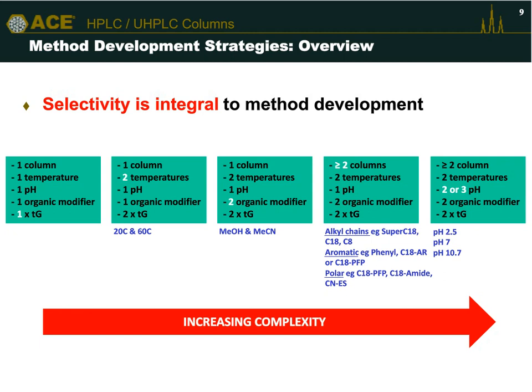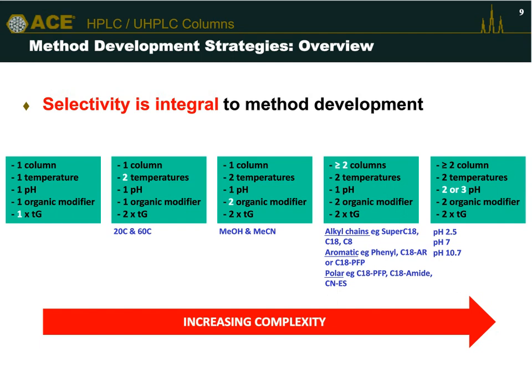Now, of course, we can make that approach more complex if we do not get the separation that we're looking for. We can consider other variables, such as in the second box, we can look at low and high temperature. How does this affect my separation? How does it affect the resolution of our compounds? We can look at the type of organic modifier. Methanol and acetonitrile, as I've already mentioned, are two of the more popular solvents.